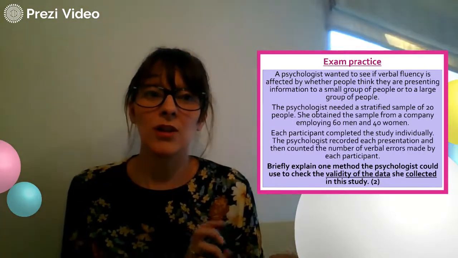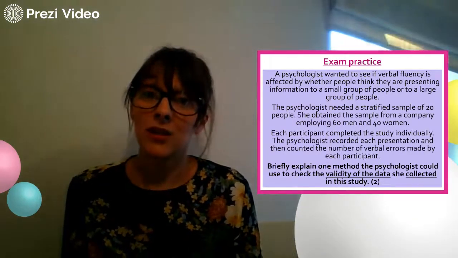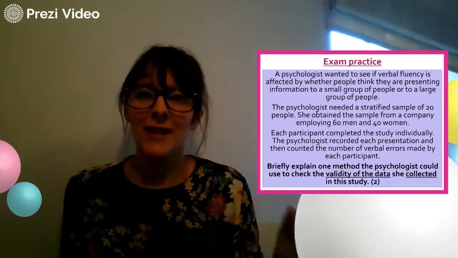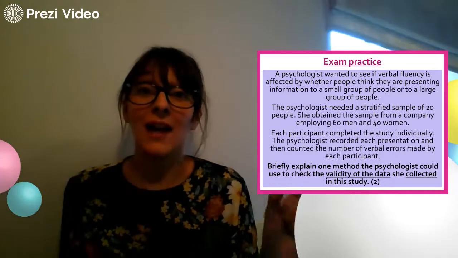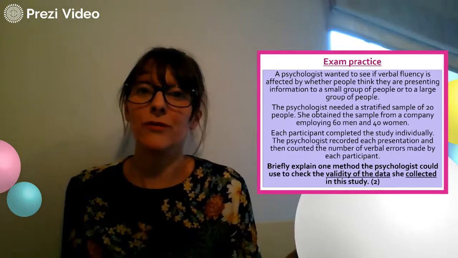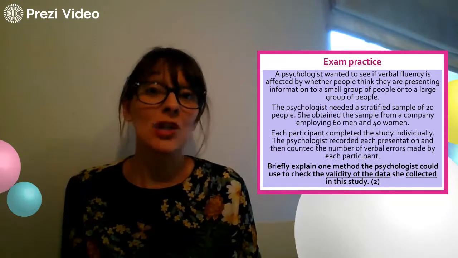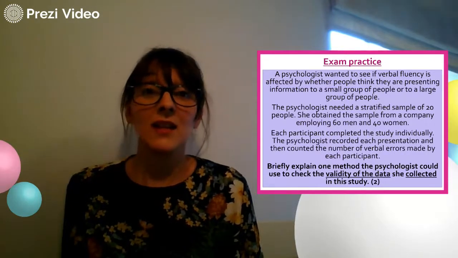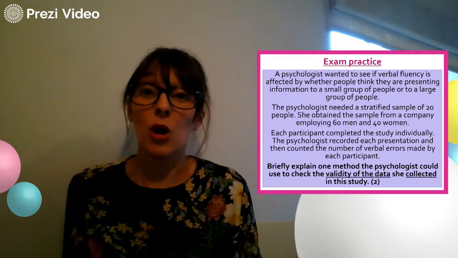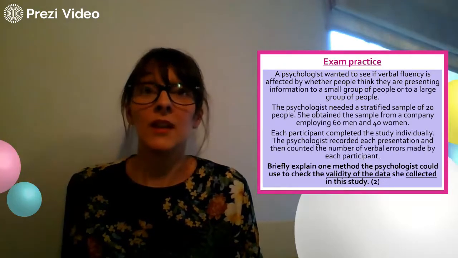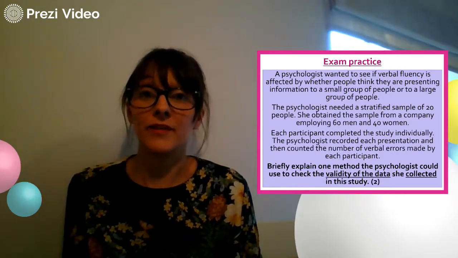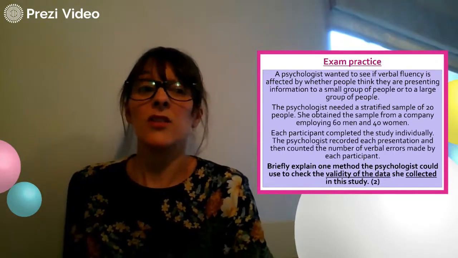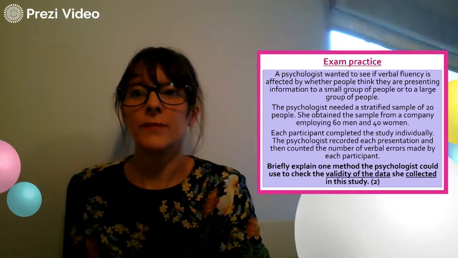So this exam question, it's validity of the data she has collected, not how she has collected it, but the data that is collected. So we're looking at, are the results of this study truthful? Do they apply? Can we generalise them to different times, to different settings, and to different people? So that's temporal, ecological, and population validity. So that's 2 marks, quite a short question.